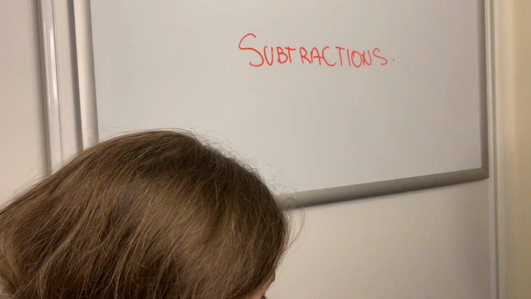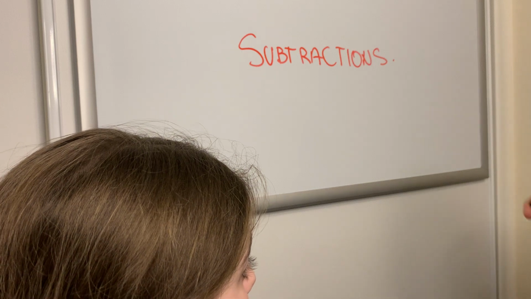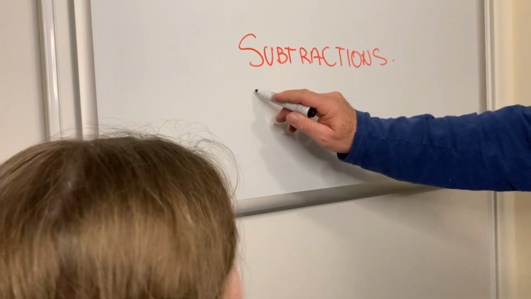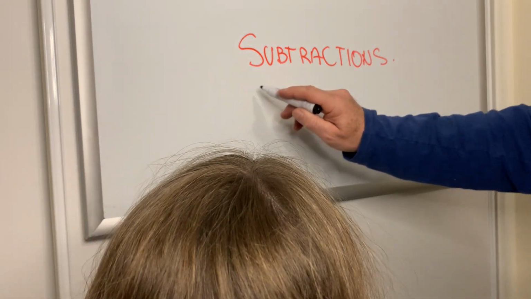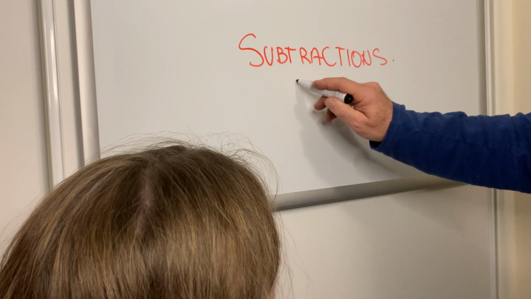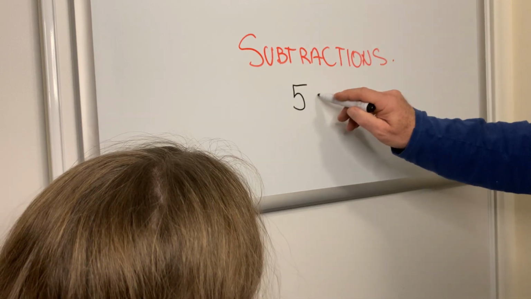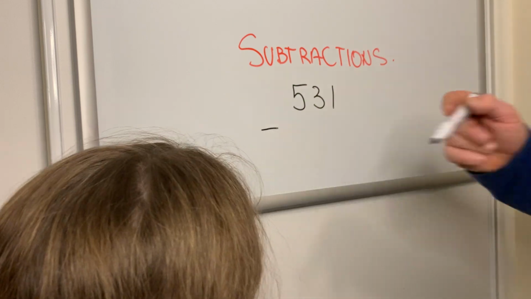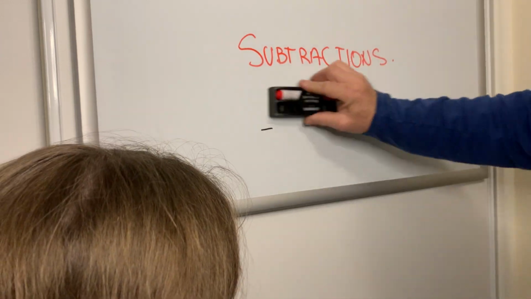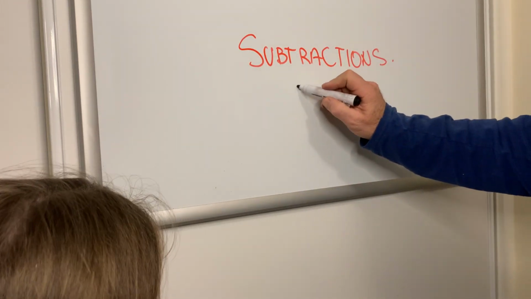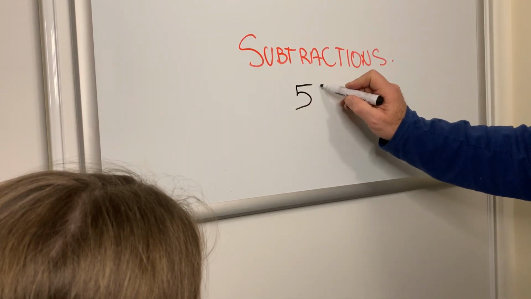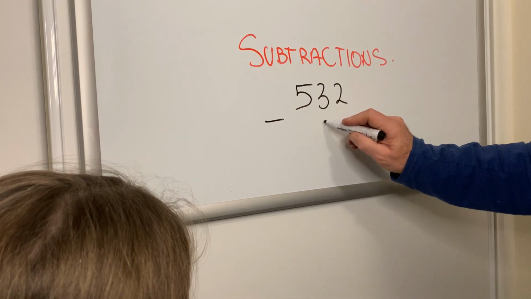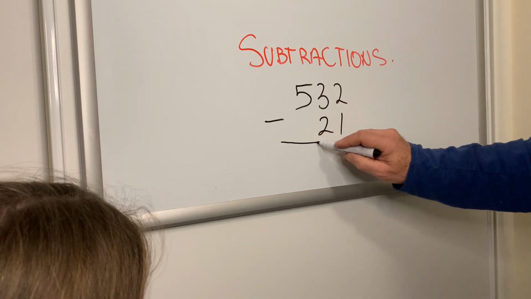But what I want to do today is, Logan, I want to just go through some examples for you and for our viewers. Let's say we did a subtraction of 532 take away 21, for example.